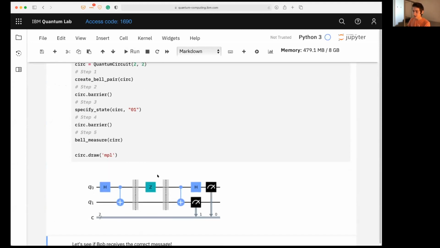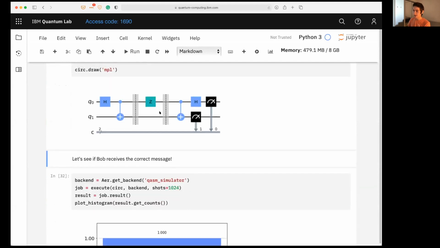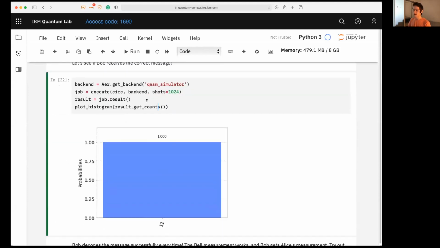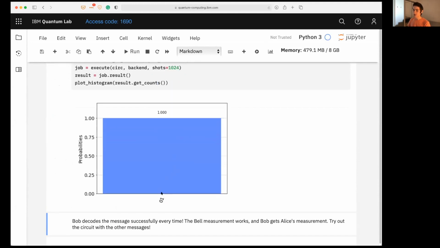And so you'll see here the gates in the middle of our two barriers changed because now we're transmitting a different message. Then I can go down here and re-execute my simulation, and we'll see that we measure, as expected, 0, 1, 100% of the time.